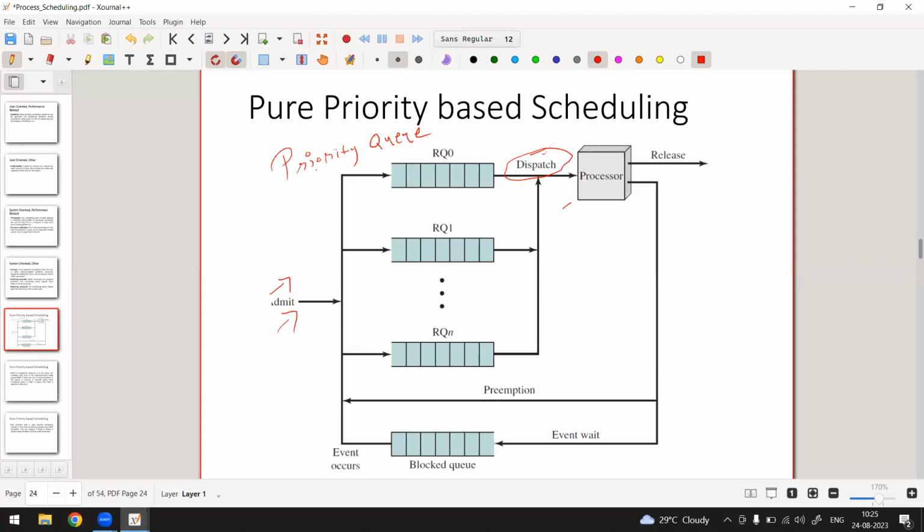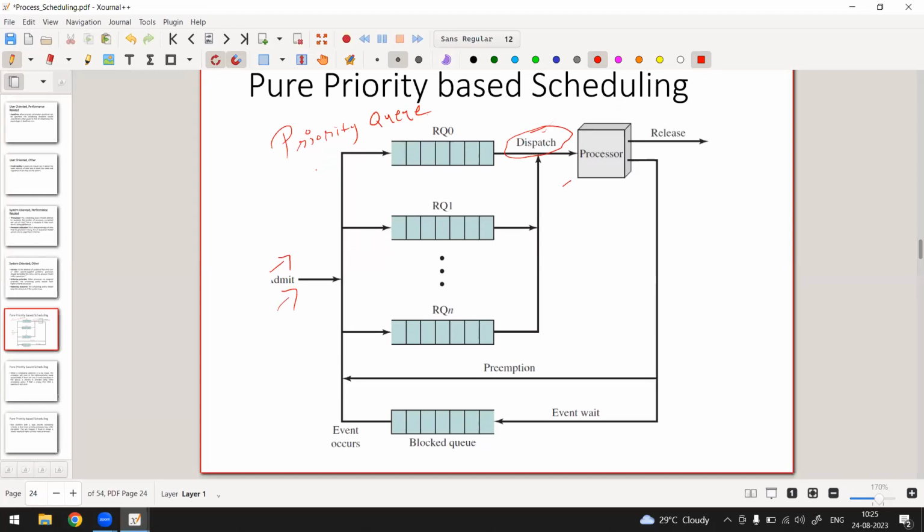So it will always execute the process from the higher priority queue. For example, if the higher priority queue is Q0, it will see if there is any process present in Q0. If yes, then it will execute the process from Q0. However, if there are no processes in Q0, it will execute the process from Q1, then from Q2, Q3 up to Qn. So that is the overall idea of priority based scheduling.